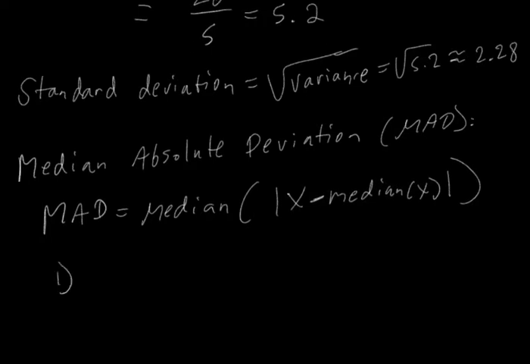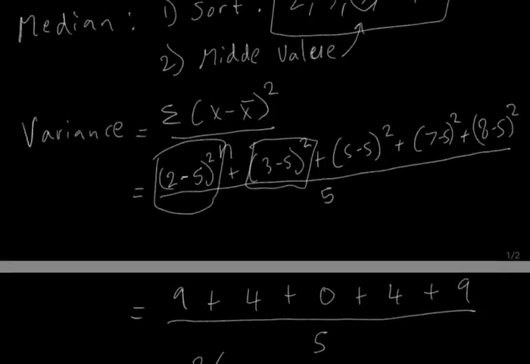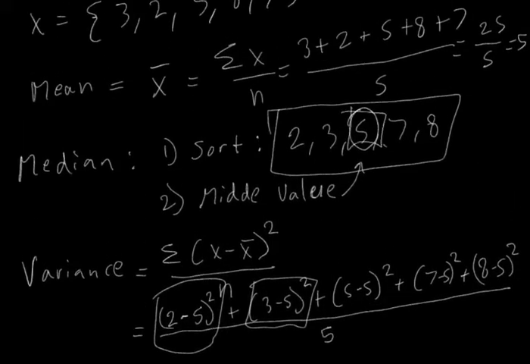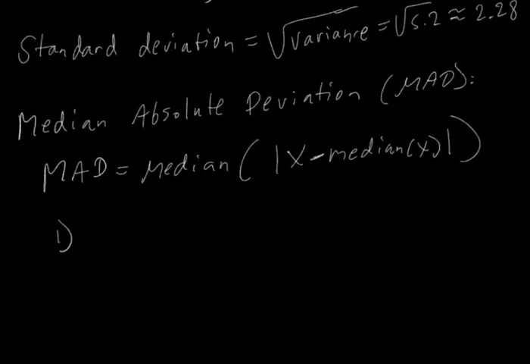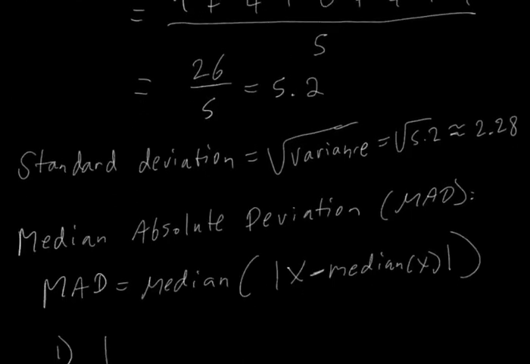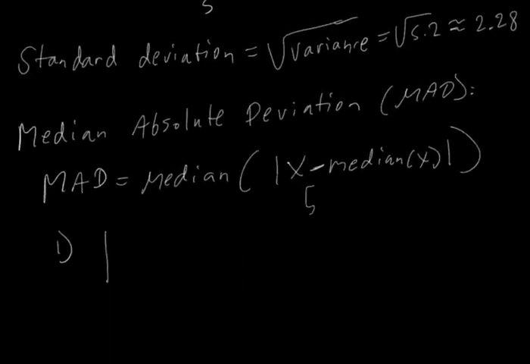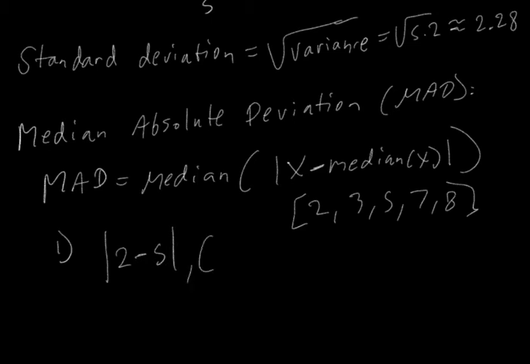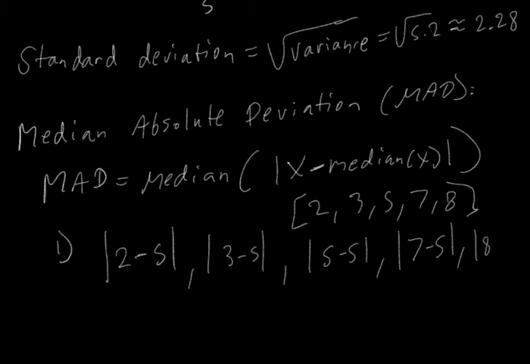Step 1 is to list the absolute value of each of the values, subtract the median. So we already computed the median to be 5. And so if we take the absolute value of each of the values, we'll have our values. So I'll rewrite our values: 2, 3, 5, 7, 8. And so the first value is 2, subtract the median, which is 5. The second would be the absolute value of 3, subtract 5. The third would be the absolute value of 5, subtract 5. The fourth value would be the absolute value of 7, subtract 5. And the last value would be the absolute value of 8, subtract 5.